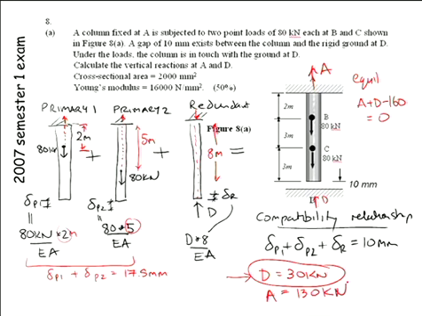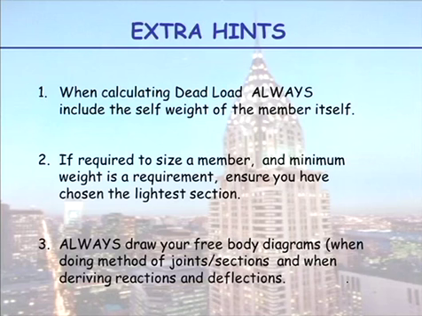Fair enough? So simplify things down if you can. Don't panic. Okay, extra hints. With respect to that first question, sometimes it says what's the loading on the beam. The loading on the beam always includes the weight of the beam itself. So when calculating dead loads in that first question, always include the self-weight of the member itself. Don't leave it off.